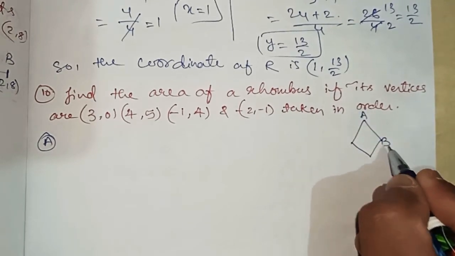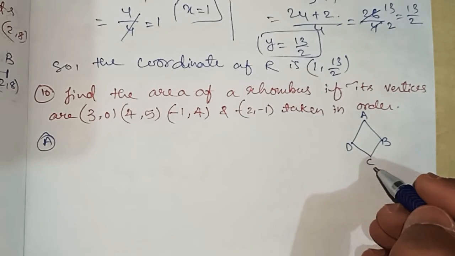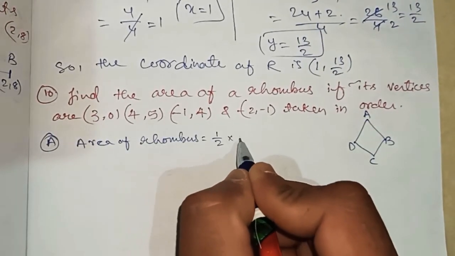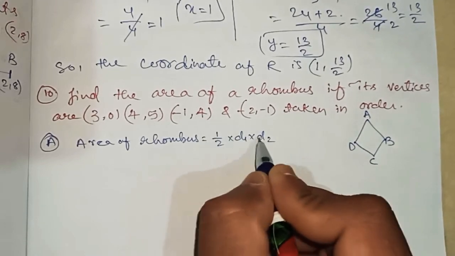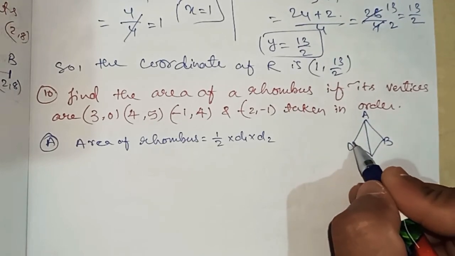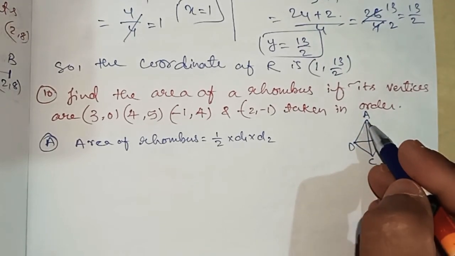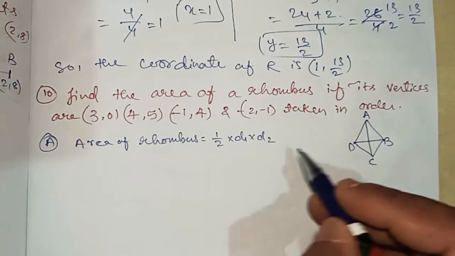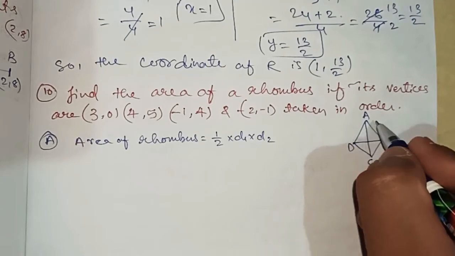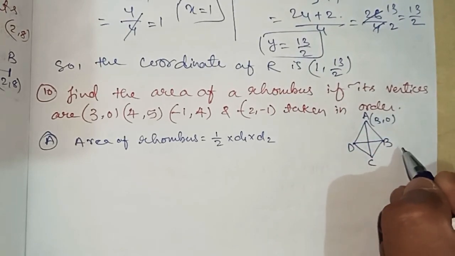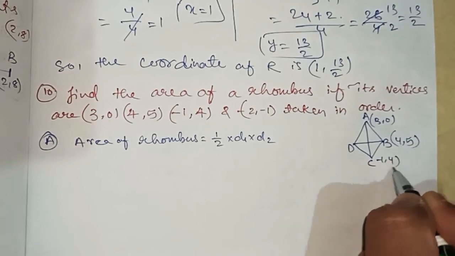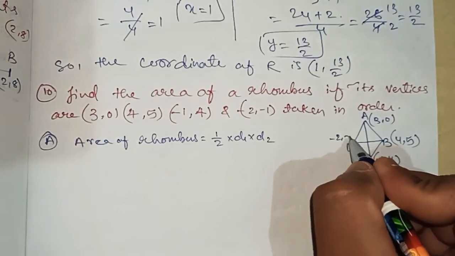If the coordinates are taken in order, remember that the area of a rhombus is half into d1 into d2. This is the area of the rhombus. What is d1? D1 is the first diagonal and d2 is the second diagonal. That means first of all we have to find the length of the diagonals and substitute here to get its area. So I will write their coordinates here: 3, 0, 4, 5, minus 1, 4, and minus 2, minus 1.